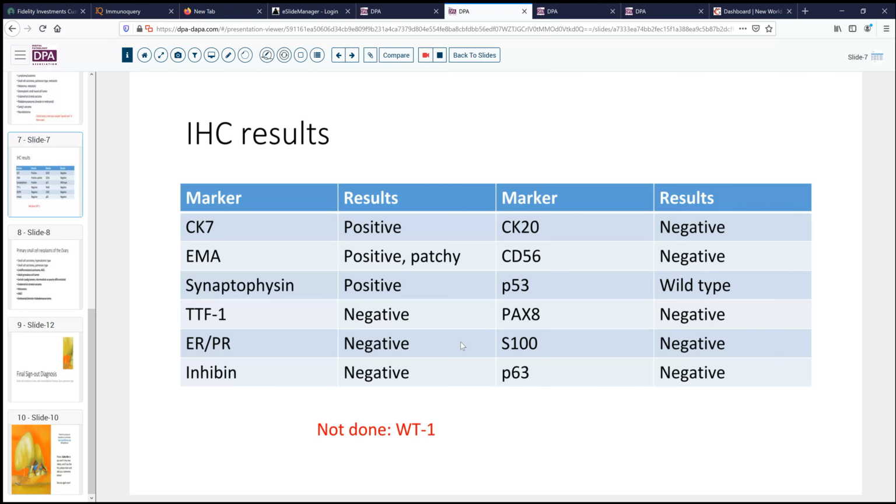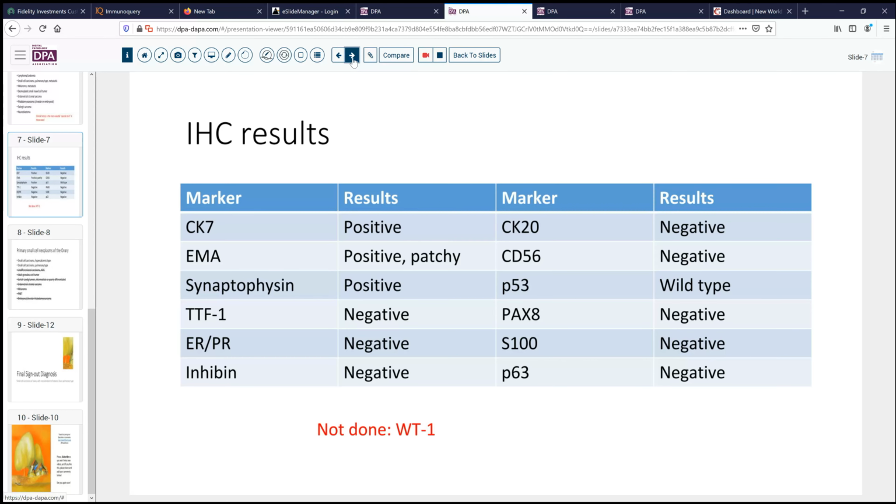Now, of note, a couple of things were not done here that might have helped us a little bit further. WT1 was not performed, nor was any mutational analysis performed to look for SMARCA4 mutations that might be commonly expected to be present in small cell carcinoma of the hypercalcemic type.